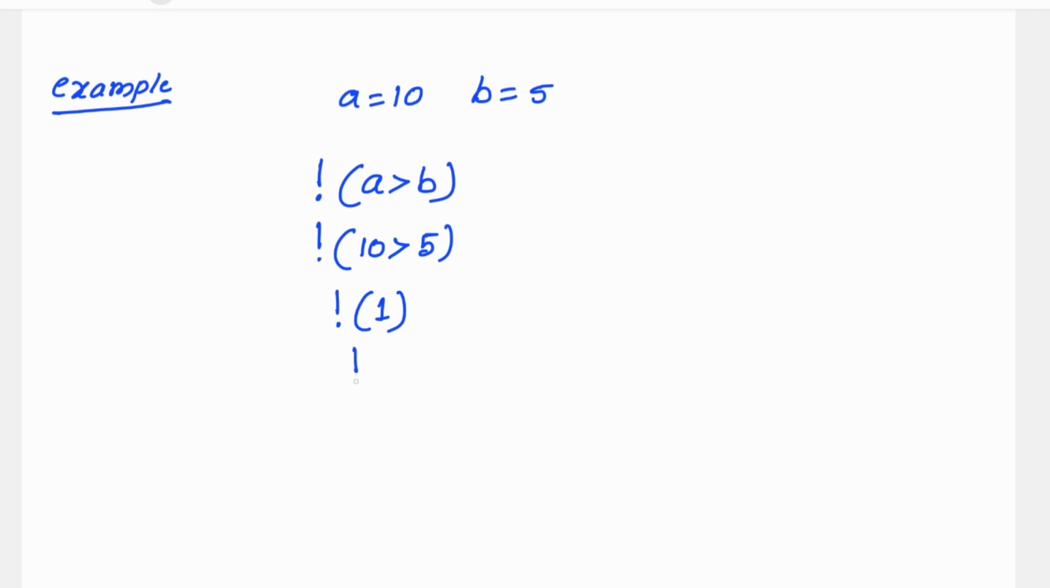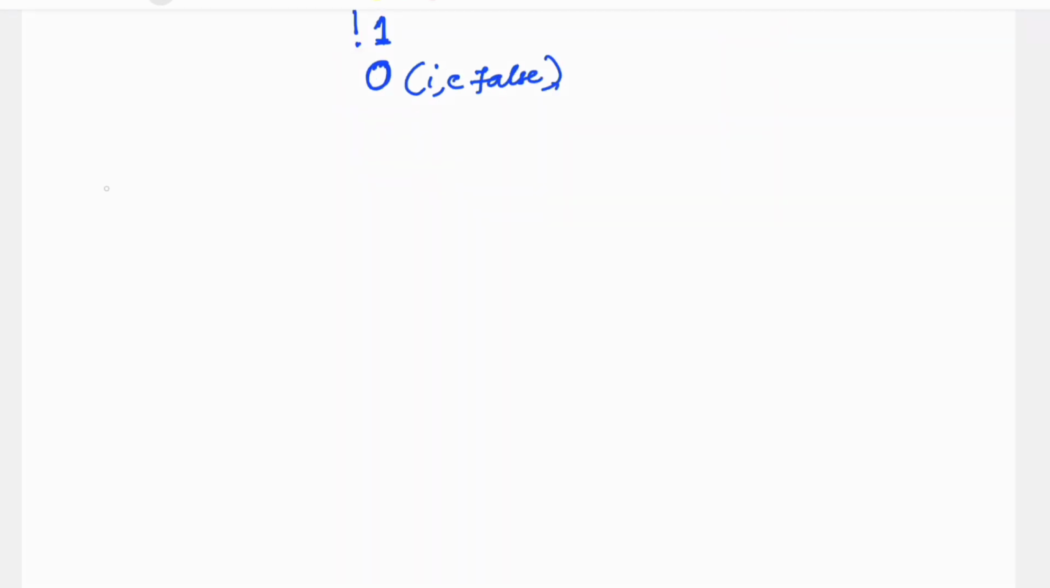Now what is the final expression? Negation of 1. Negation of 1 is what? 0. That means if the operand is 1, the result will be 0. If the operand is 0, the result is 1. Here you can see the operand is 1. So the negation of this is the NOT operation. So here you will get it as 0. That is false.